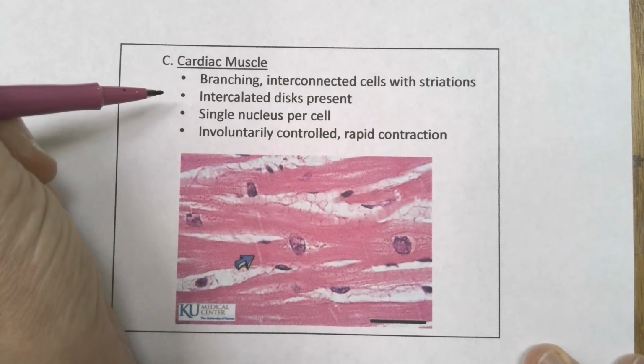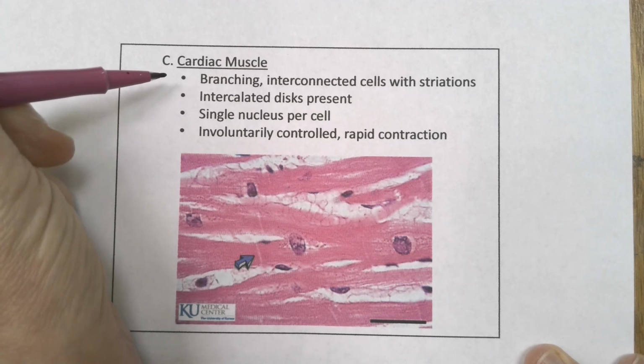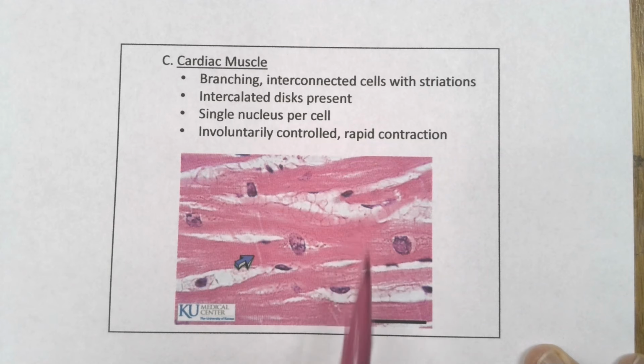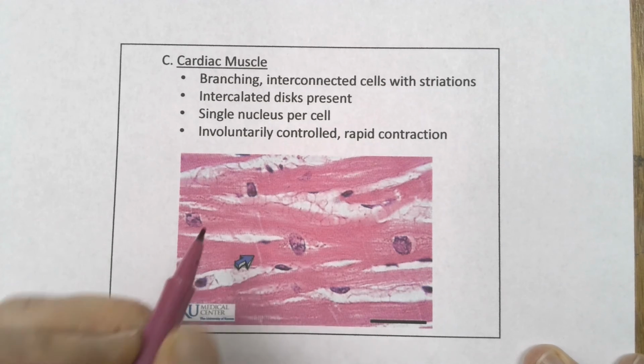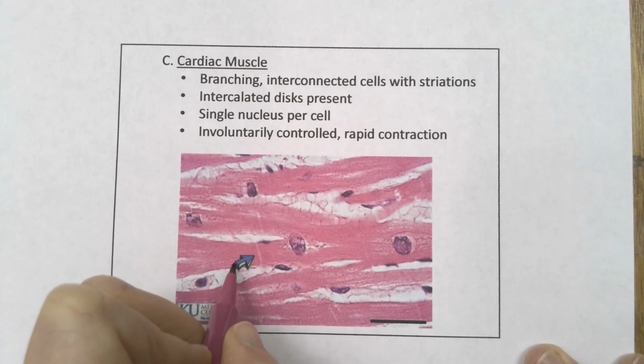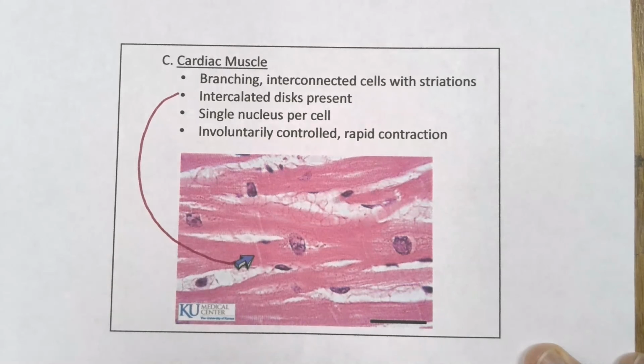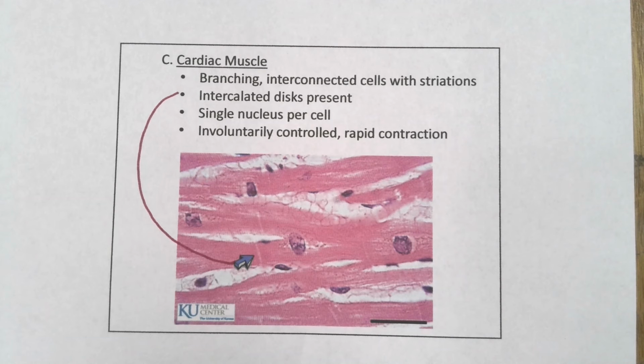The cells are branched, so they're interconnected, and you can see some branching there, some branching here, some branching here. They also have what are called intercalated discs, which is what that little arrow is pointing to. Intercalated discs are little junctions between the cells that allow for really rapid coordinated contraction of cardiac muscle, so that all the cells in the heart contract at one time.